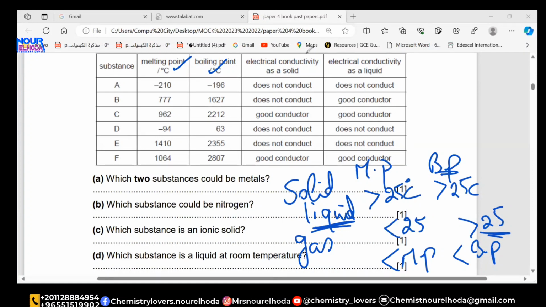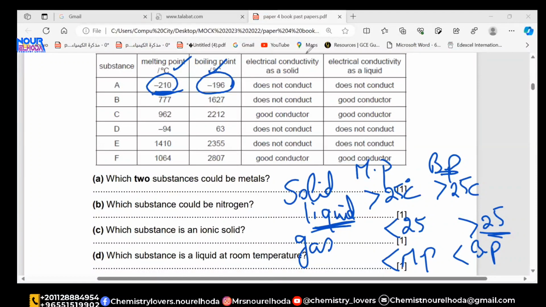Miss, can I ask a question? Yes, sure. How do I know that the melting point and the boiling point are higher than 25 or less than 25? It's written there. Is negative 110 more than 25 or less than 25? What do you think? Exactly, this is less than 25, and this is again less than 25.